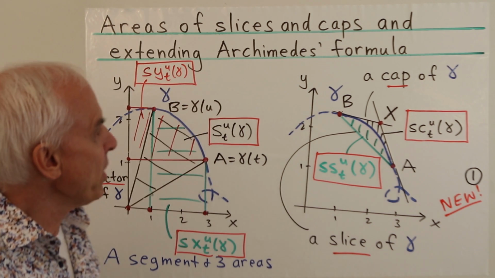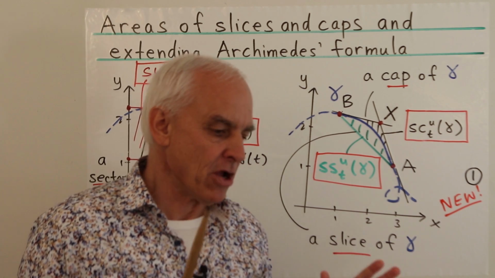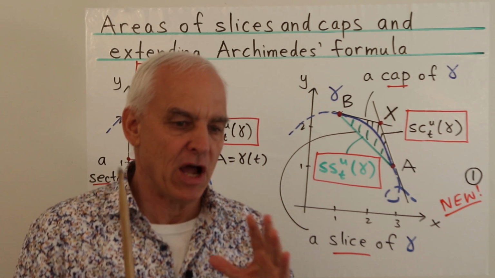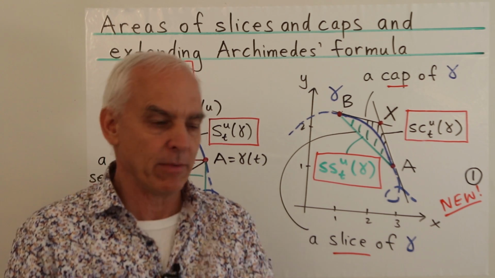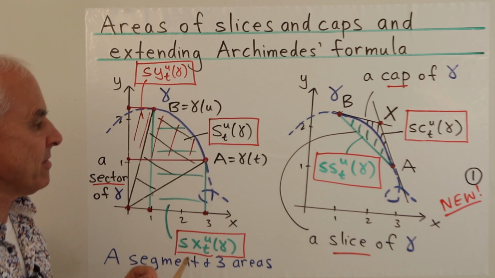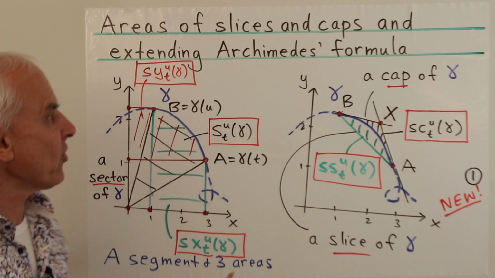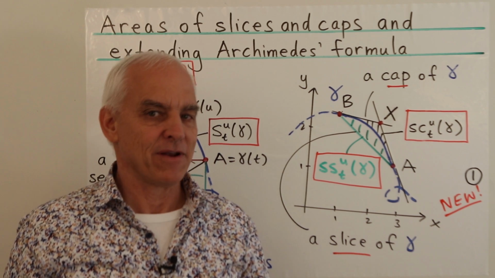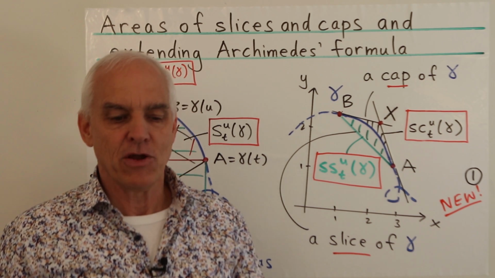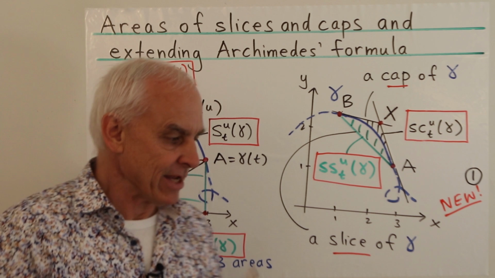In today's video we are going to be augmenting our understanding of different kinds of areas associated to curves or curve segments. We're going to introduce two special kinds of areas called slices and caps, and then we're going to connect that with the classical formula of Archimedes relating to the area of a parabolic slice.